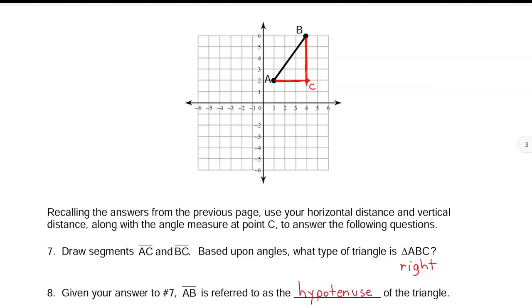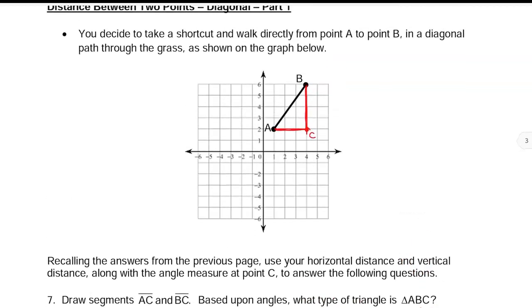Is it appropriate for the Pythagorean theorem to be applied to find the length of AB? Yes, that would be appropriate because we have a right triangle. We are going to find the length of AB. Now we know 3 is on AC and 4 is on BC.